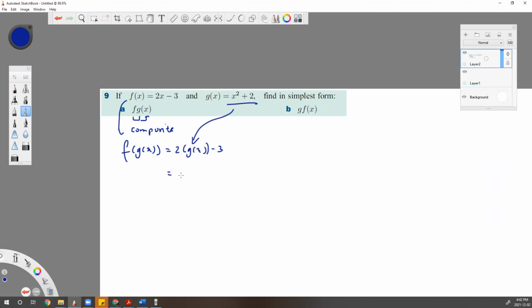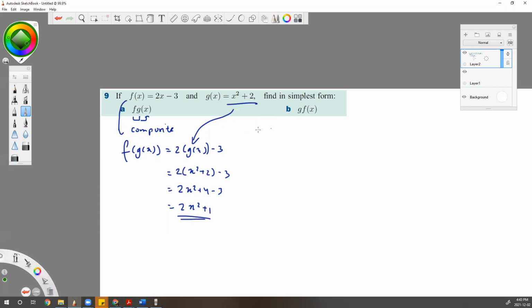What is g(x)? g(x) is given, so it's like an inception. What is inception? You put something inside something, right? So 2(x squared plus 2) minus 3, right? Done. 2x squared plus 4 minus 3. So 2x squared plus 1. That's the value of a in terms of x. Okay, done.